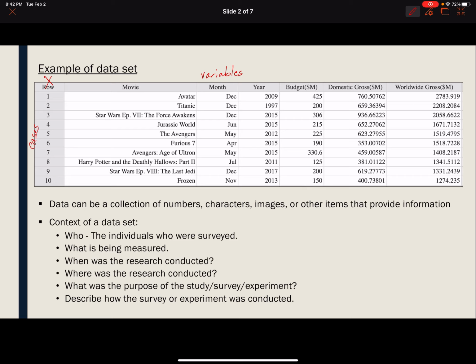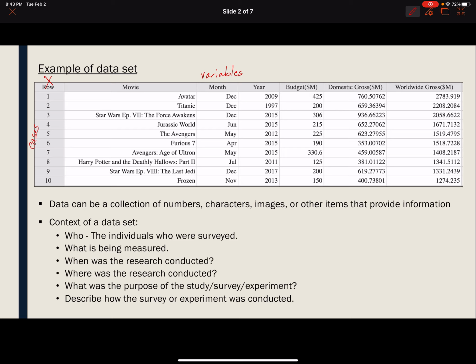So first, just generally, data is a collection of any numbers, characters, images, or any other items that provide information. For the most part, data looks like what I have here. And when we look at the context of data, we want to ask the W's, they call it in our textbook. So that would be the who, what, when, where, the purpose, and then the how. So there's like 2 whats here.